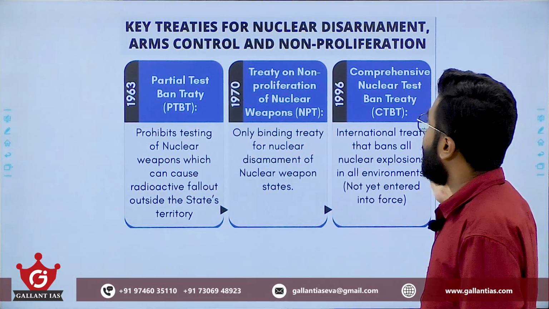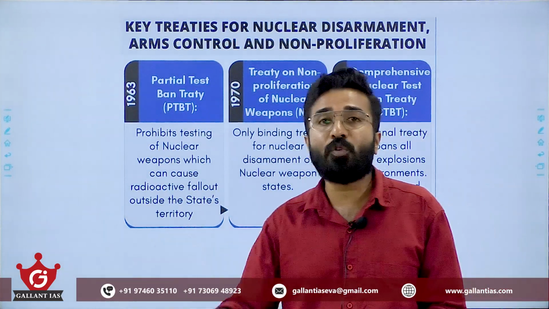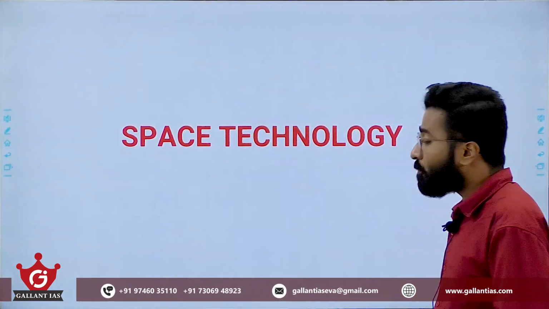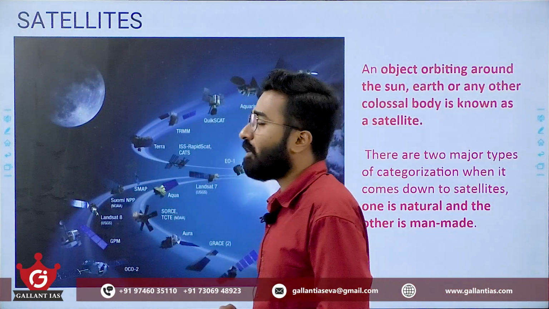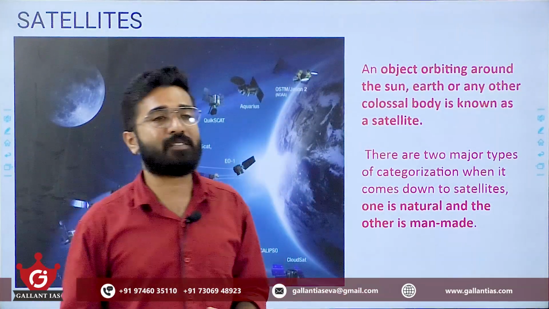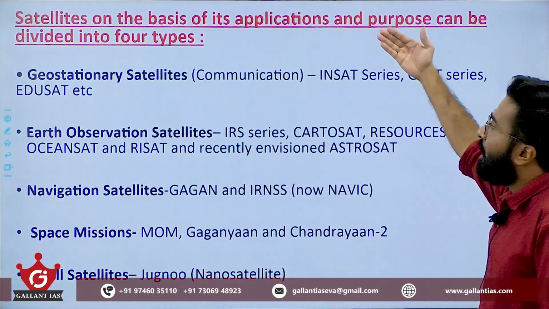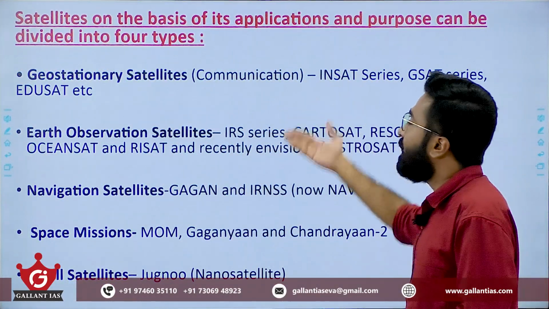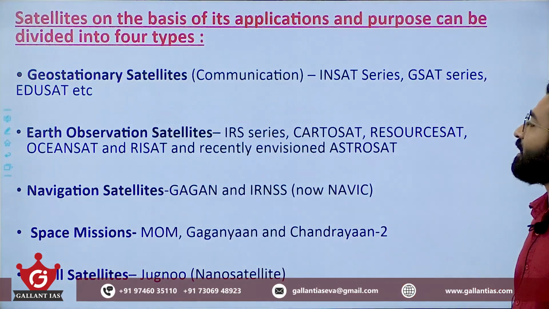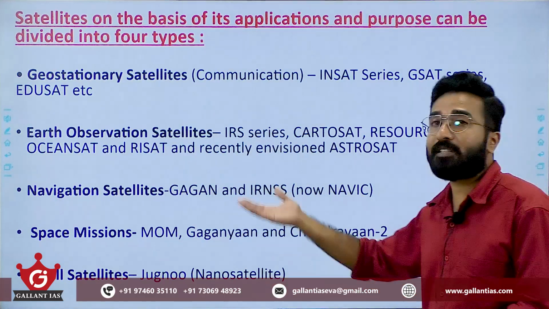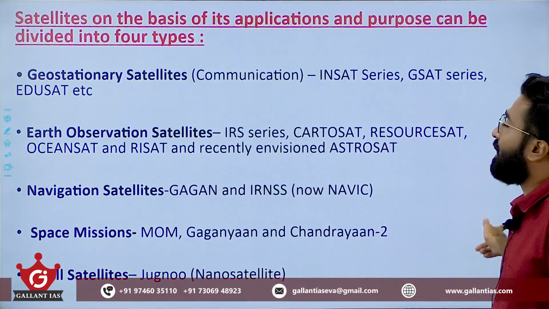Now, there are different other treaties associated with nuclear proliferation. We will also discuss these things in detail. Now about space technology. In space technology, we know that it's all about satellites and space missions. We'll be talking in detail about different kinds of satellites and different kinds of orbits. First of all, we have geostationary satellites, Earth observation satellites, navigation satellites. We have Gaganyaan, Mars Orbiter Mission, Chandrayaan kind of space missions, and n number of things related to satellites.